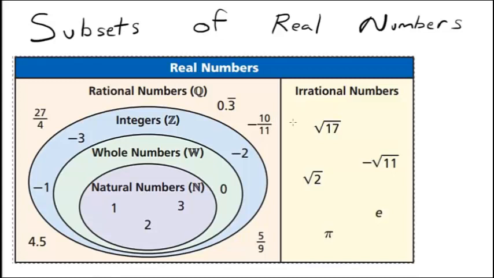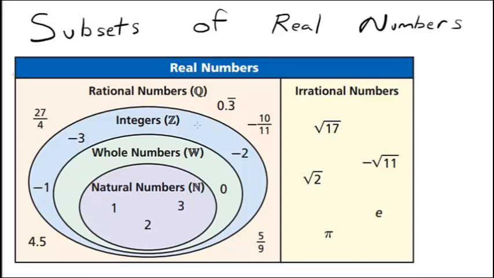Now, the irrational numbers are numbers that, if we put them into decimal form, would go on and on and on forever without repeating. So, most of us know about pi. Pi is 3.141592, and it just goes on and on and on for a long time. In fact, they've taken it out millions of places, and it doesn't repeat. And that's what all of these numbers over here do. They just go on and on and on.